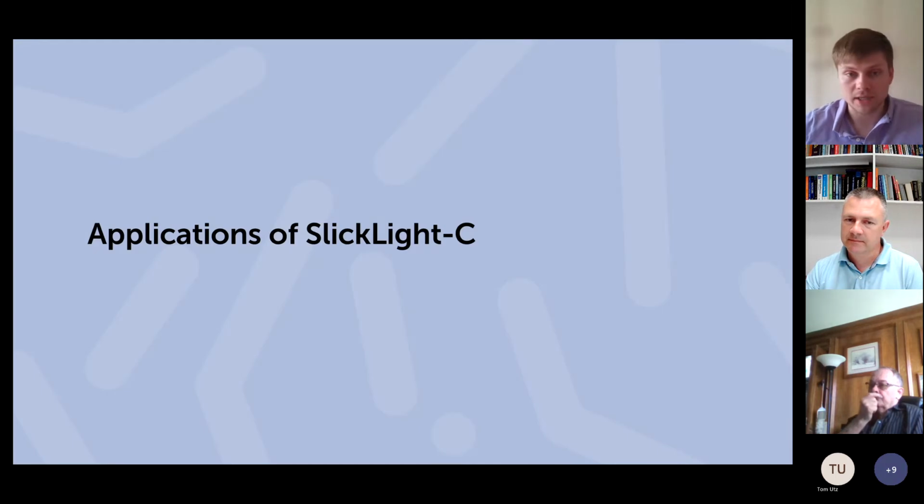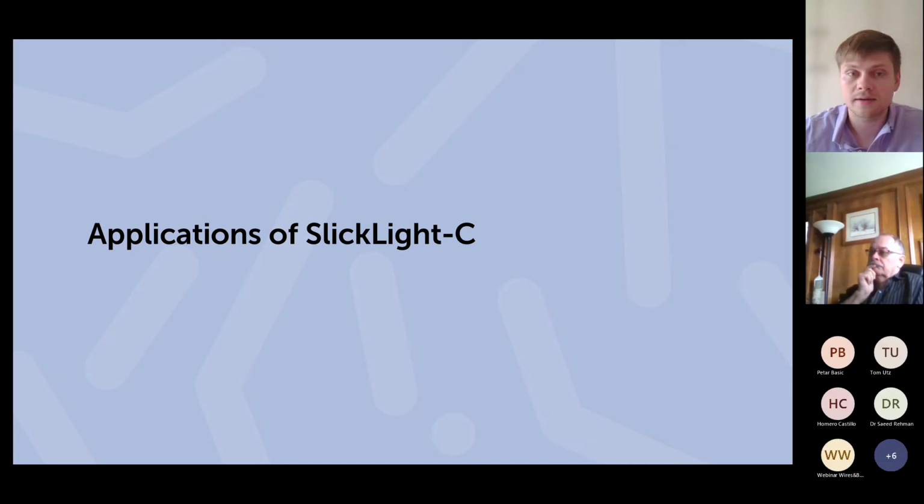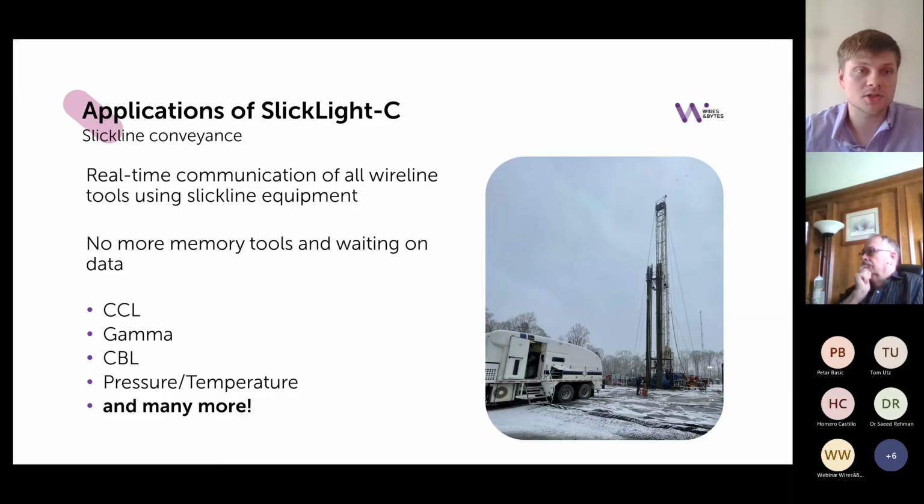So let's get started. What are the applications of SlickLight-C? As many of you probably know, SlickLight-C is a digitally enabled slick line. The first application is slick line conveyance. Essentially, what SlickLight-C enables us to do is to communicate in real time with all wireline tools. Traditionally, slick lines have been using memory tools, going down into the well to evaluate it. The downside there, of course, is you have to wait for that data, wait until you're out of hole. Well, SlickLight-C enables you to make real-time decisions and see real-time data.